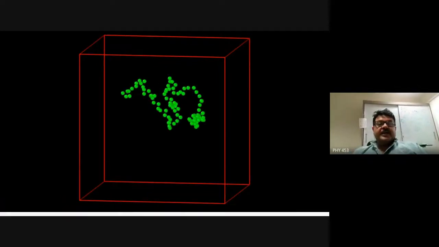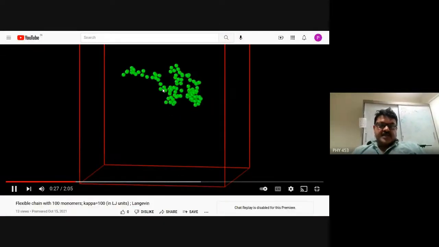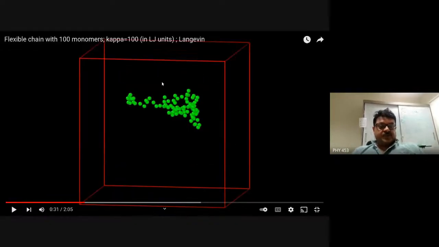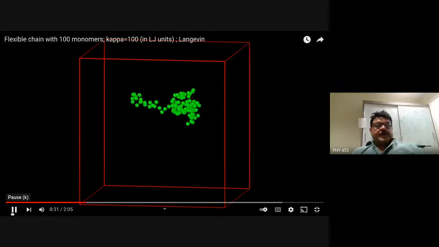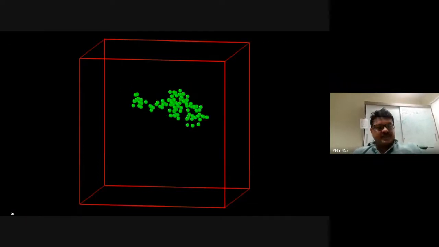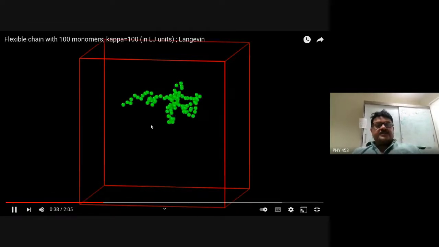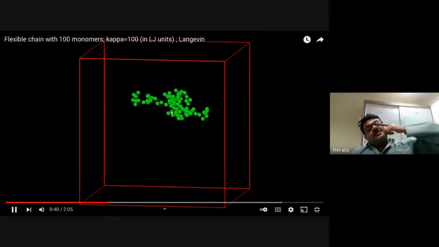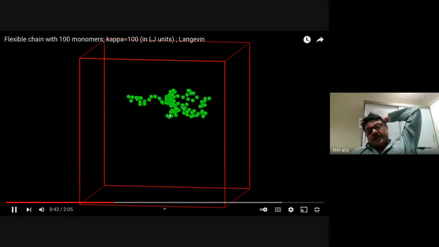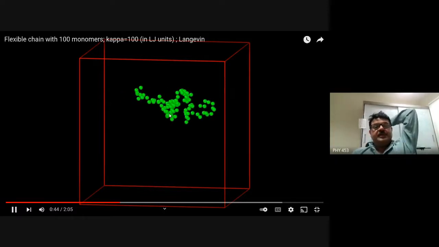Each bead is moving around but held together by a spring, so that the average distance between these monomers fluctuates around 1, or whatever is the bond length. In this case, we have set it to 1. So this is done using Langevin dynamics, but if you even did off-lattice Monte Carlo, it would look very similar. You won't be able to tell the difference.